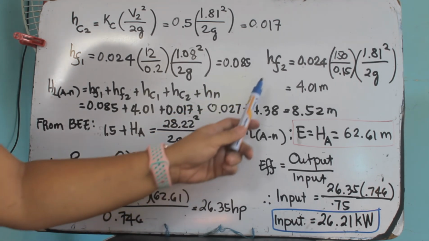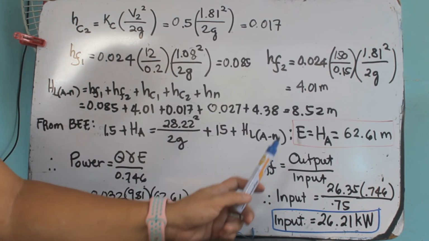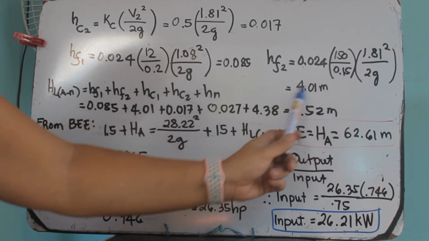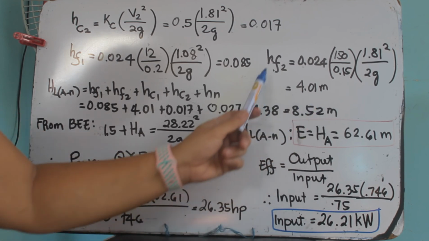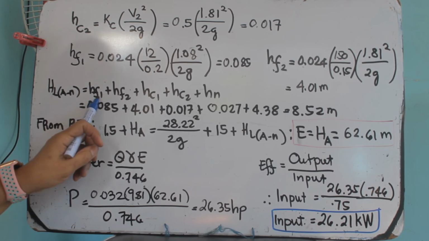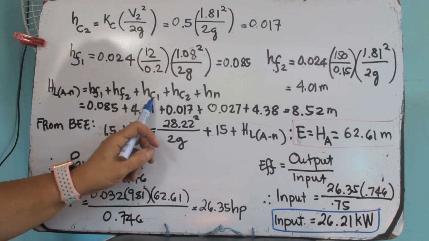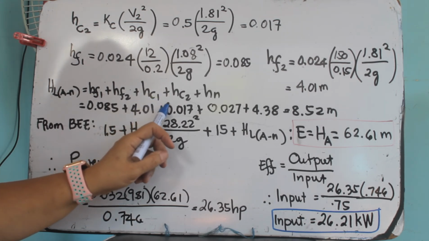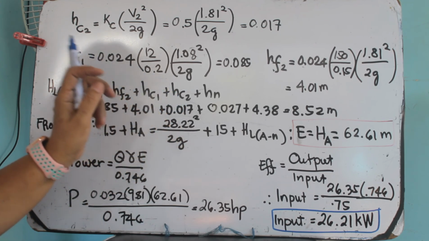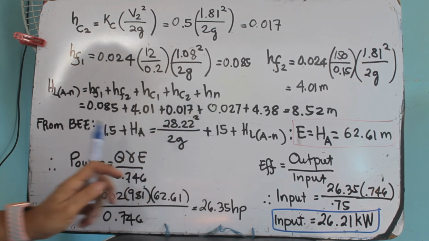The major loss occurring at pipe 2, which is the pipe connected from the pump to the discharge end at the nozzle, is 150 meters long and the diameter is 0.15. So, the head loss is 4.01 for pipe 2. Now, accumulating all these losses: friction loss at pipe 1, pipe 2, the head loss due to contraction from the inlet to the nozzle, then the contraction loss from the 200 to the 150 millimeter pipe, and the head loss at the nozzle.